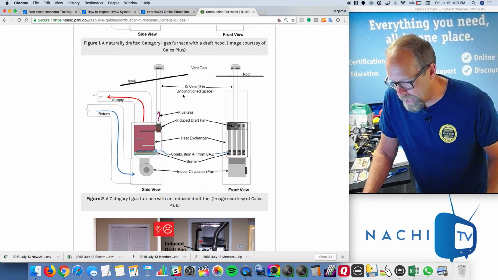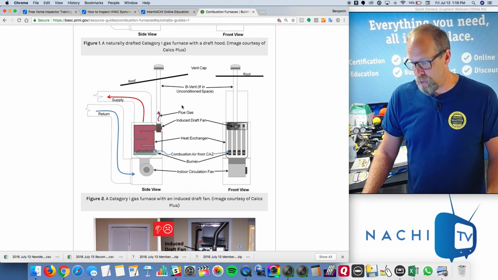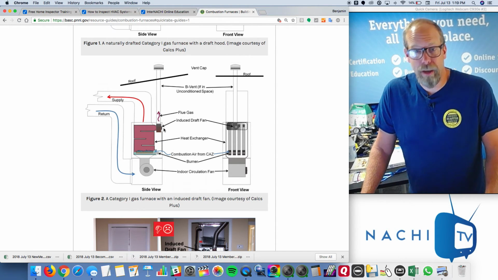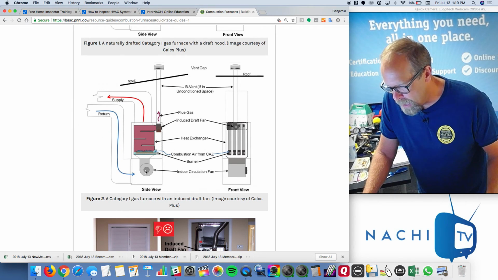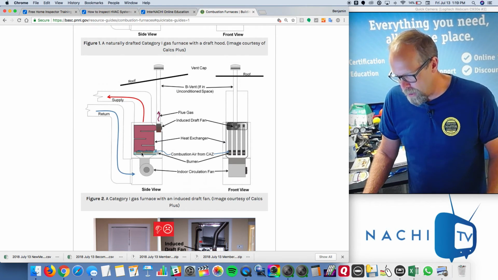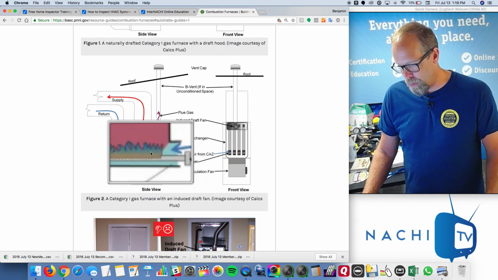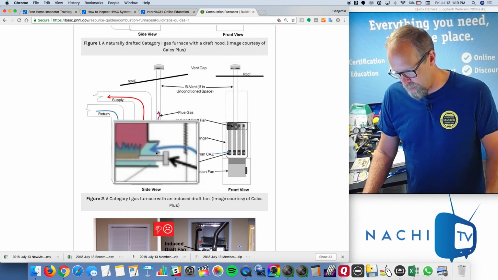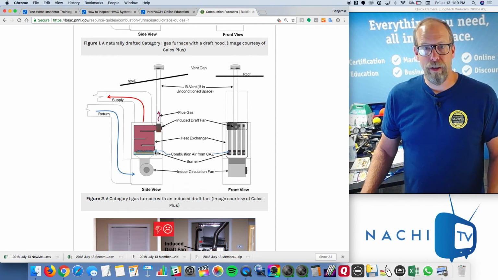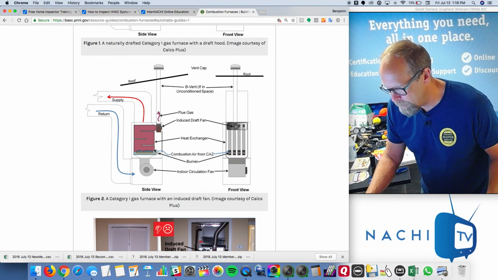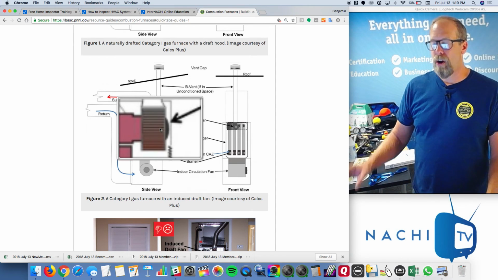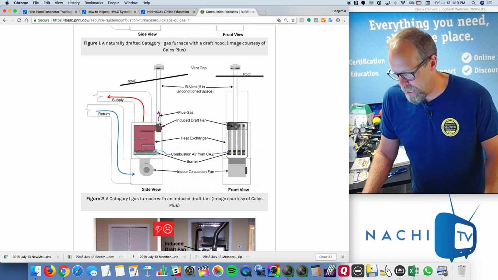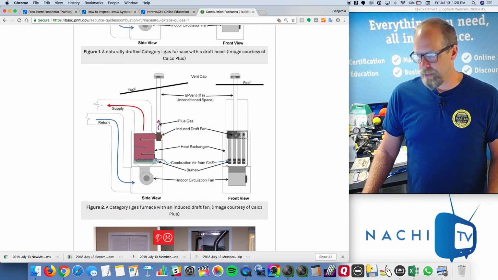Here's a Category 1 gas furnace with an induced draft fan. Something I'm commonly seeing in homes. So again, there's the return air, there's the supply air through the heat exchanger, the blower fan to circulate that air. Here's the combustion chamber, the burners, and the combustion air coming in an open combustion burner area. The heat exchanger is here, and there's the induced draft fan, which draws that hot combustion air through the heat exchanger and goes up through the flue gas pipe.